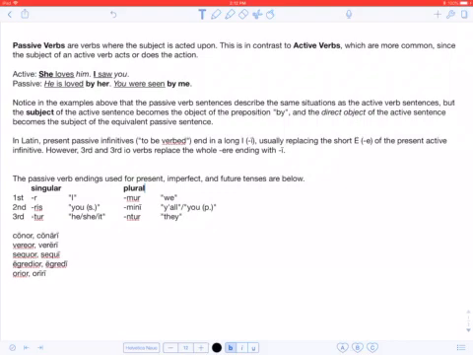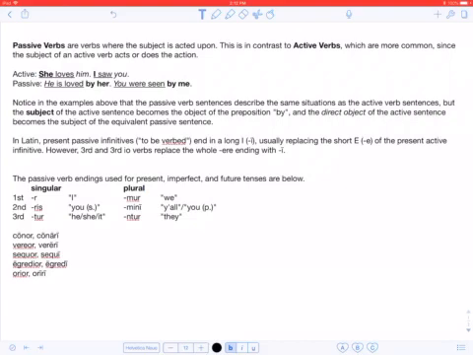So the action happens to the subject rather than the subject doing something. This is in contrast to active verbs, which are more common, we might say are normal, since in active verbs, the subject does or acts, they're the one doing the action. So to show some equivalence here, the active verb sentence, she loves him, is very similar to the passive verb sentence, he is loved by her.